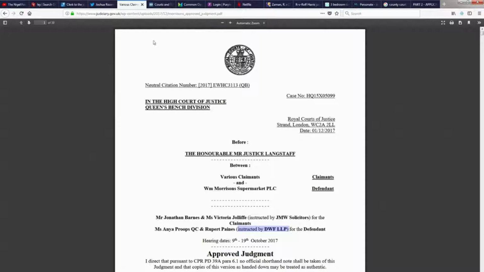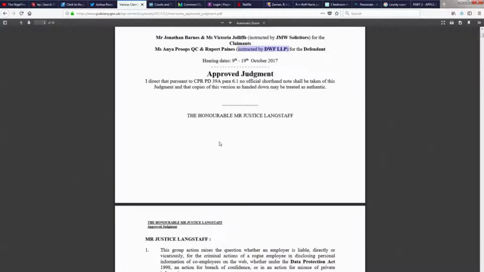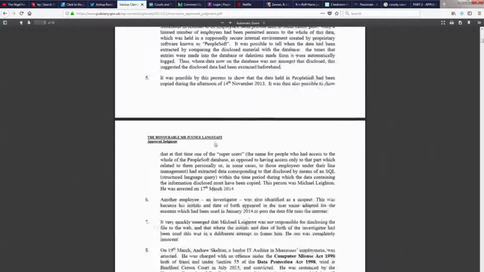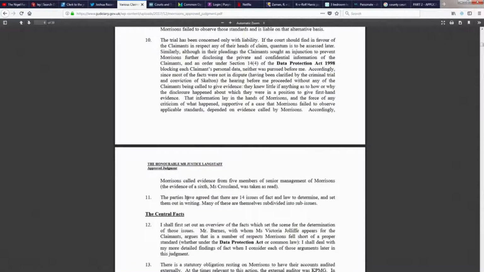Well, anyway, I just thought I'd throw that out there. Have a little read in your own time. But always look at the judgments. Look at the claim. The claim is always the gripe, which is interesting. A load of Data Protection Act breaches.